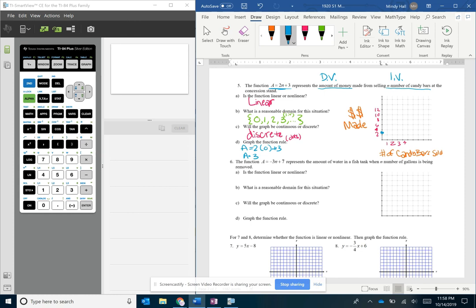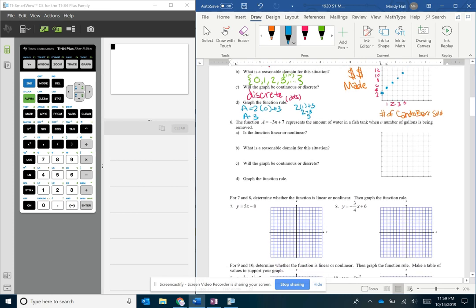But then we do the same. So when we sell 1 candy bar, we would have 2 times 1 plus 3, and 2 times 1 is 2, plus 3 is 5. So then 1, 5, and then we would keep going up and over 1 for every single one. And because this is a discrete graph, we're not going to be connecting these. They're just going to be individual dots like that. Okay?